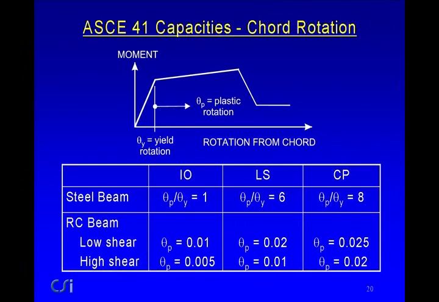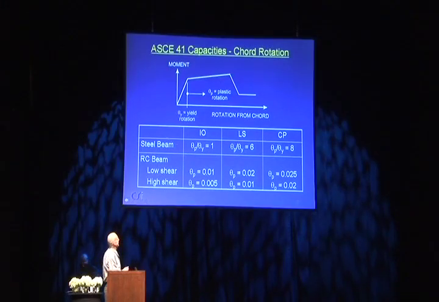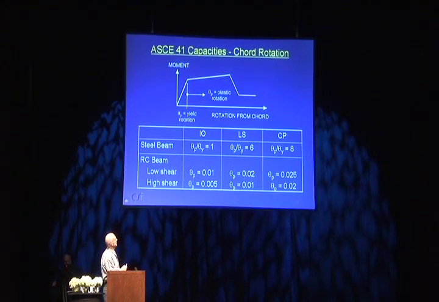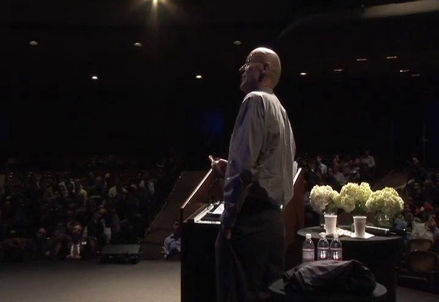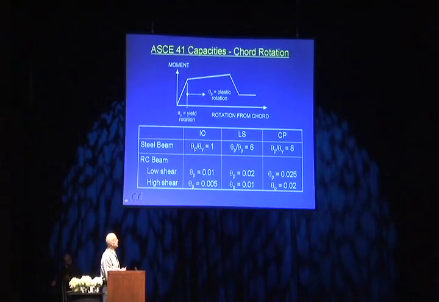Here are some examples of the ASCE 41 capacities for chord rotation. And this is the ASCE 41 moment versus rotation relationship. Yield rotation, plastic rotation is measured from the yield rotation. And these expressions are in terms of plastic rotation rather than total rotation. Steel beam and a reinforced concrete beam. Steel beam first. ASCE 41 gives the capacities in terms of a ratio of plastic rotation to yield rotation.